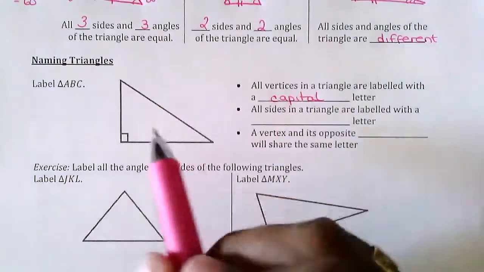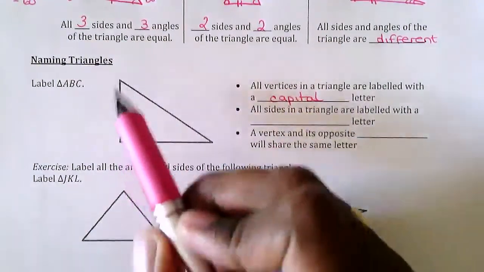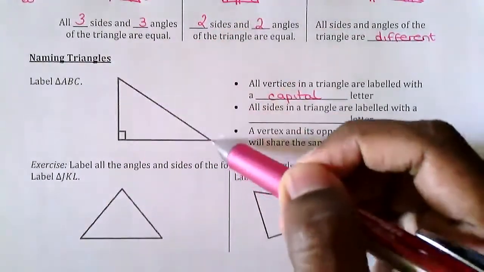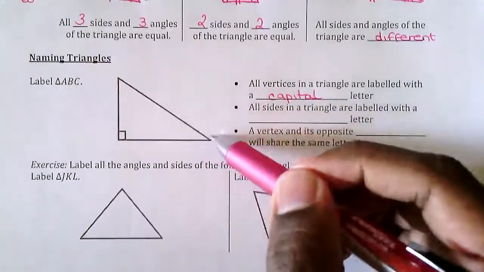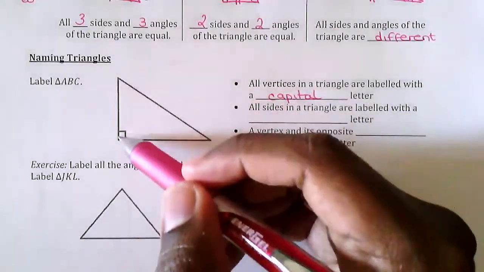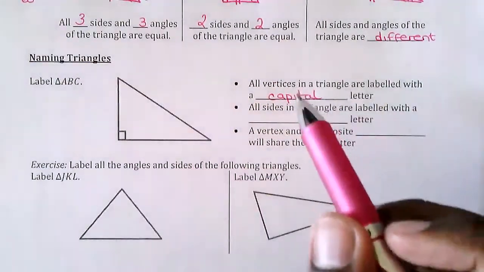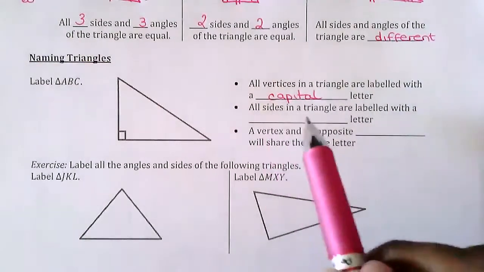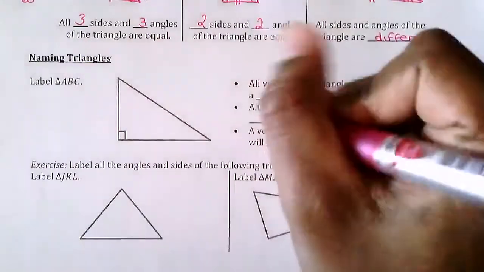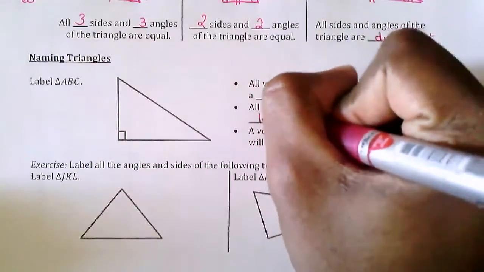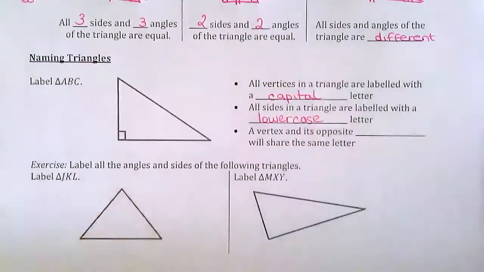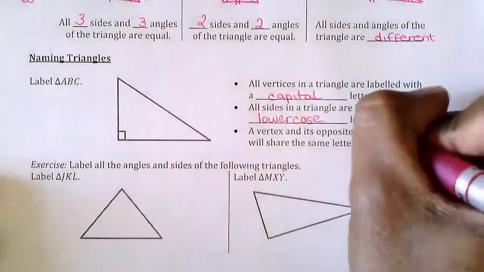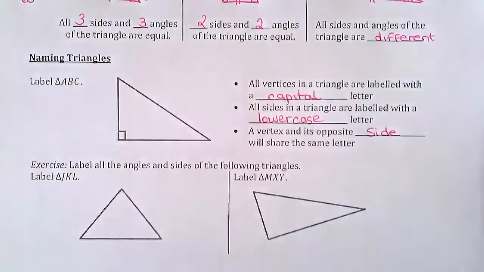Okay, so a vertex is essentially a point where two lines meet. So this would be a vertex where this line and this line meets. This is the vertex where this line and this line meets. And this is the vertex where this line and this line meets. So whenever we're labeling vertices, they will have a capital letter. All sides in a triangle will be labeled with a lowercase letter. And a vertex and its opposite side will share the same letter.